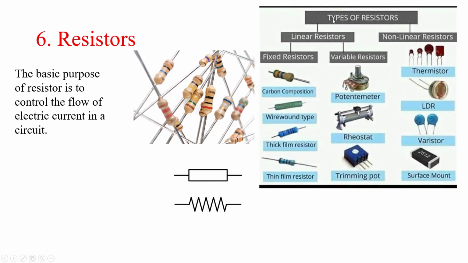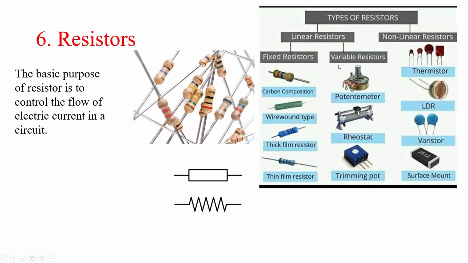Types of resistors. There are basically two types of resistors, linear resistors and non-linear resistors. Linear resistors are further divided into two types, fixed resistors and variable resistors. Fixed resistors, which consist of carbon composition, wire wound type, thick film resistor, and thin film resistor, are basically used in electronic devices like laptops, TVs, mobile phones, etc.